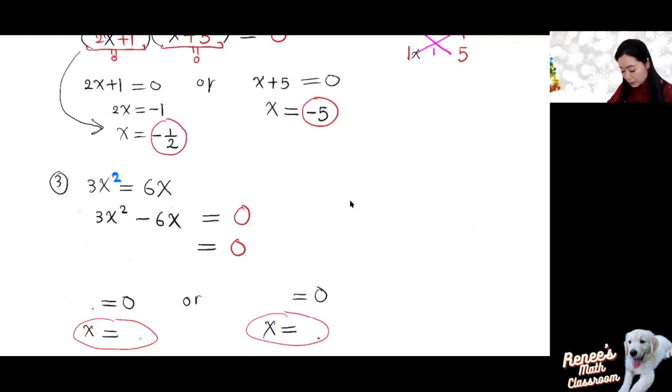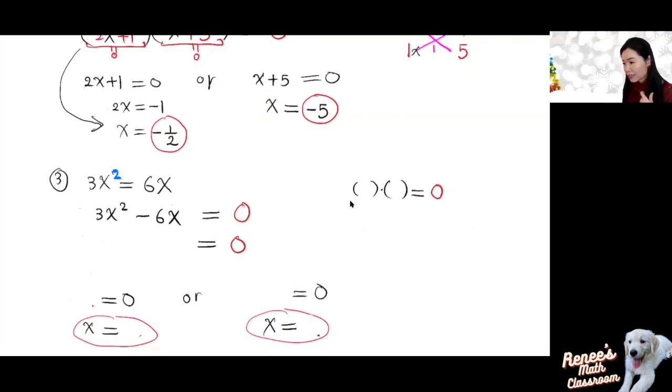Now we can use the zero factor property. If they multiply to equal 0, it's important to have 0 on this side. If they multiply to equal 0, then one of the factors equals 0, right? So either this equals 0 or this equals 0. So we're going to factor this.